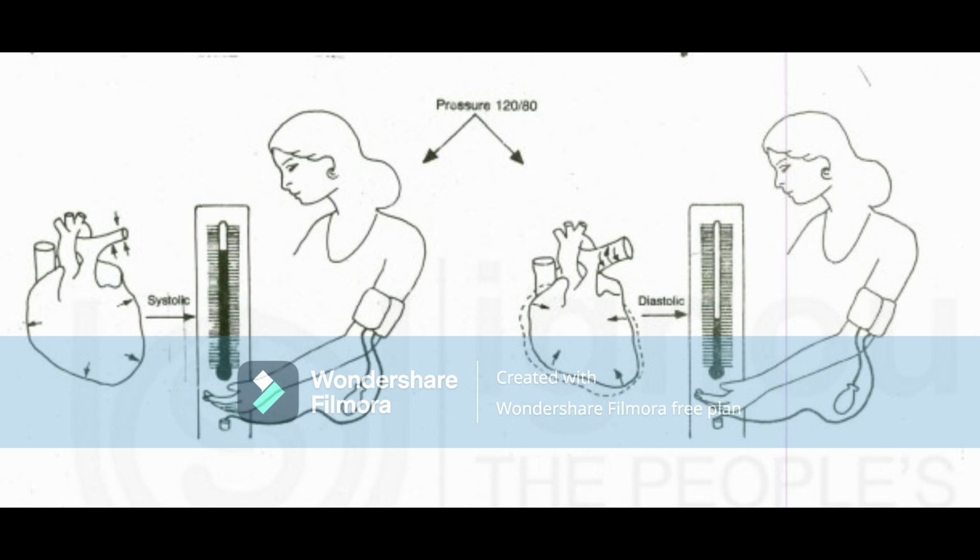Mild hypertension. If diastolic pressure is 90 to 104 mm Hg, it is termed as mild hypertension. Moderate hypertension. If diastolic pressure is 105 to 119 mm Hg, the condition is known as moderate hypertension. Severe hypertension. If diastolic pressure is 120 to 130 mm Hg and above, the condition is known as severe hypertension.